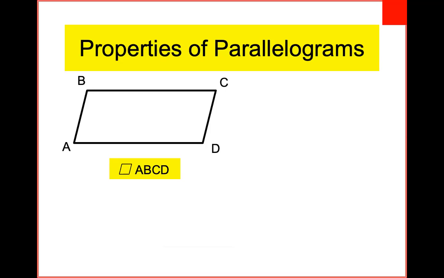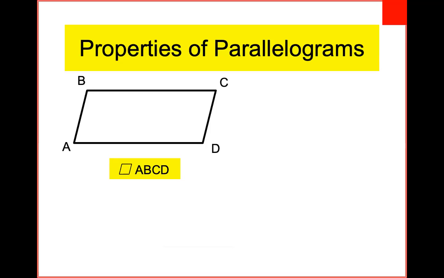Diagonals bisect. Now I want you to be careful. Did we say that diagonals are congruent? No, they're not. They could be. You're going to find out that in a rectangle, they are congruent. But in a parallelogram, unless that parallelogram is a rectangle, they're not. But they do bisect each other.